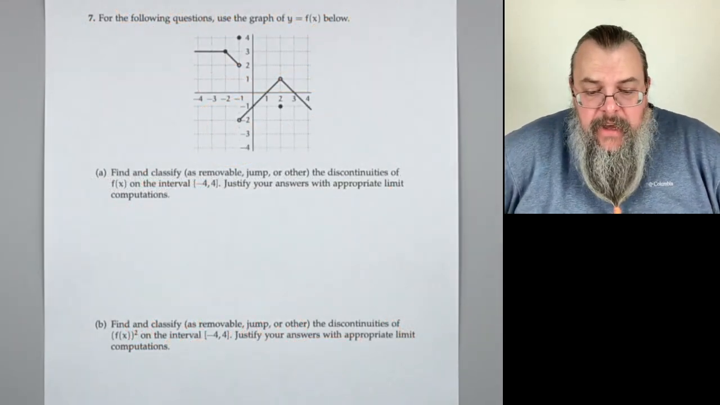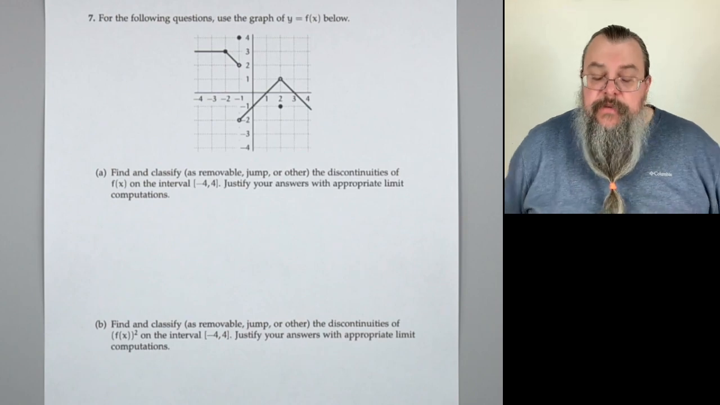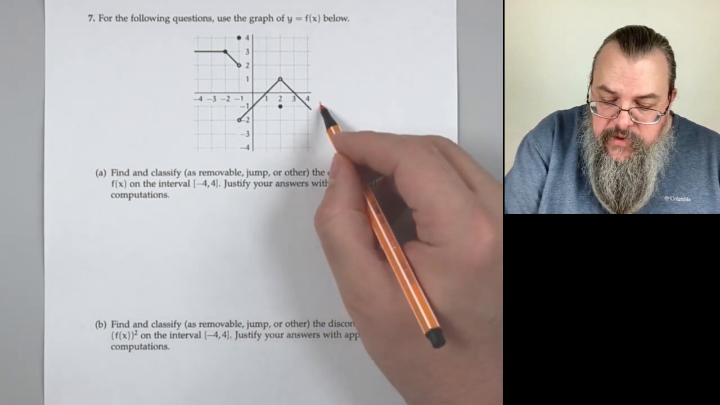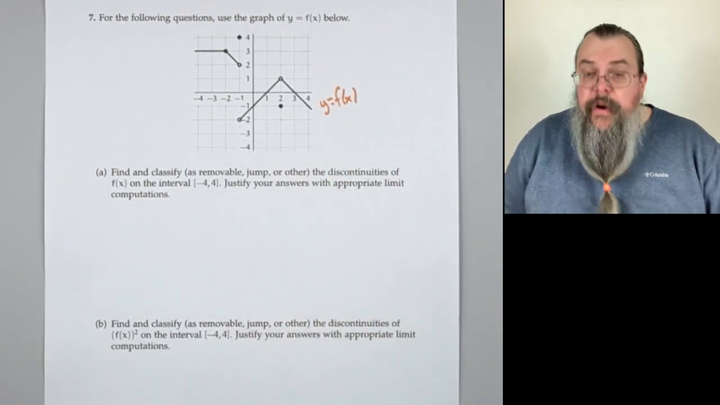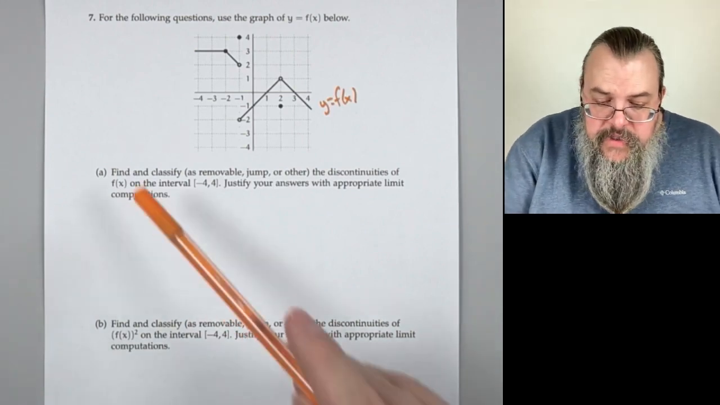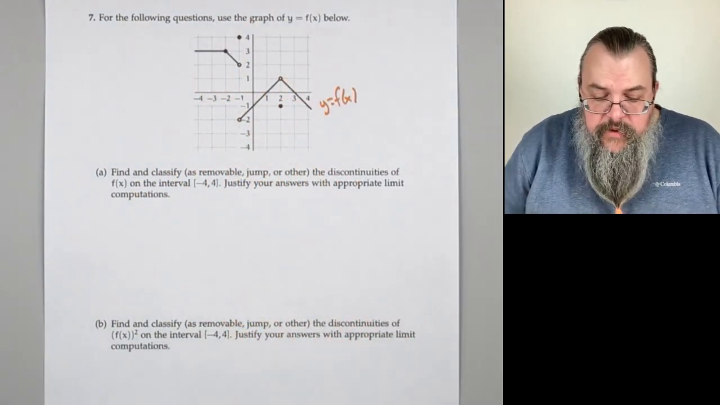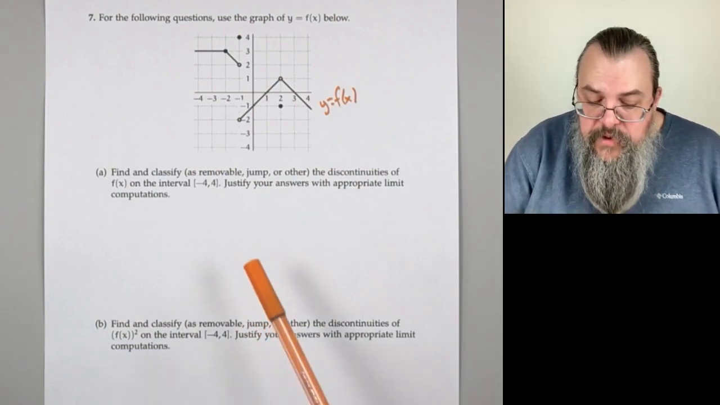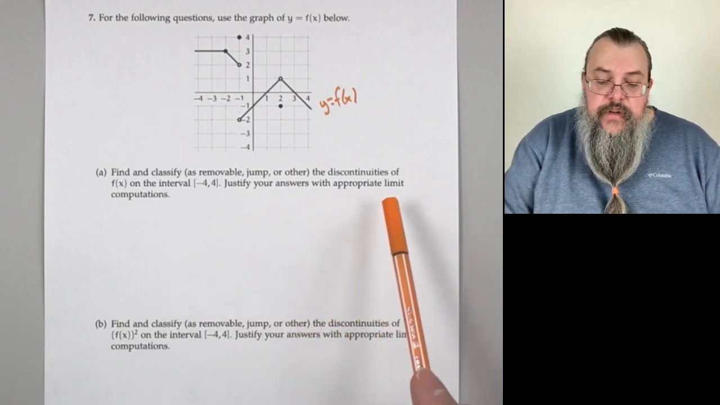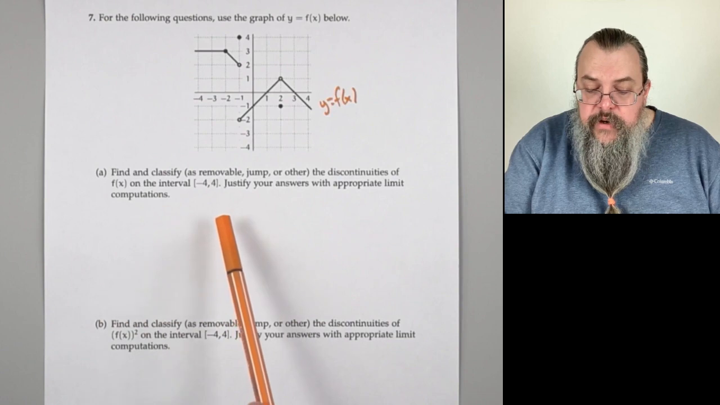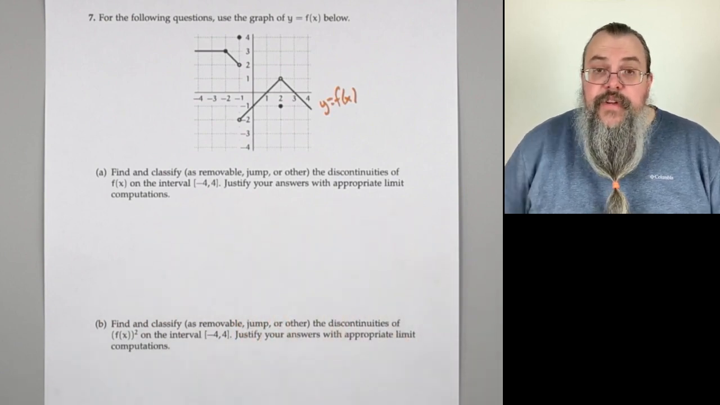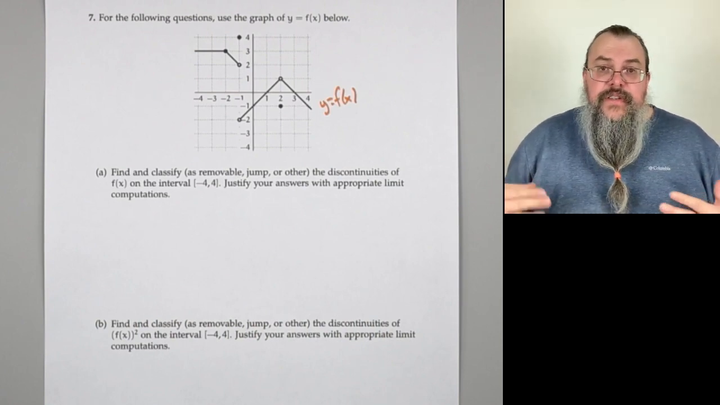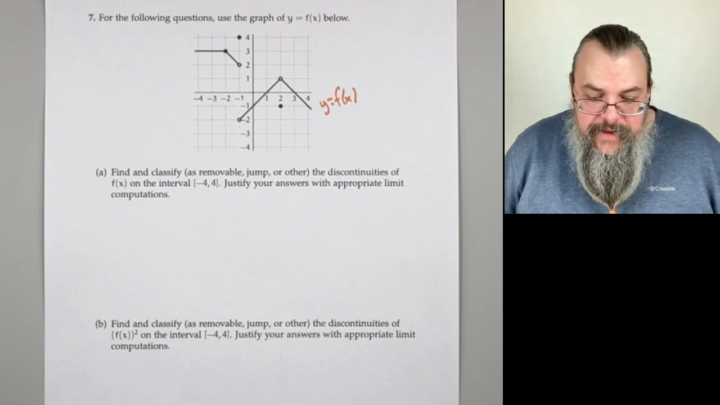Number 7. For the following questions, use the graph of y equals f of x below. Okay, so this is y equals f of x. That's good for us to know. We'll just put a note here just to remind us. And it's a little bit disjointed, but that's okay. So, part A. Find and classify as removable, jump, or otherwise the discontinuities of f of x on the interval -4 to 4. Justify your answer with appropriate limit computations. Now, of course, the nice thing is that the appropriate limit computations is just to say, use the picture. We don't have to be anything fancy.